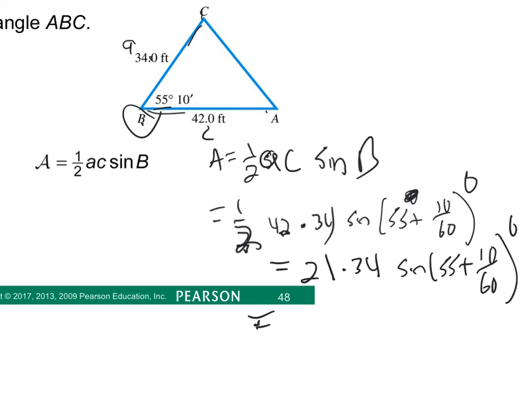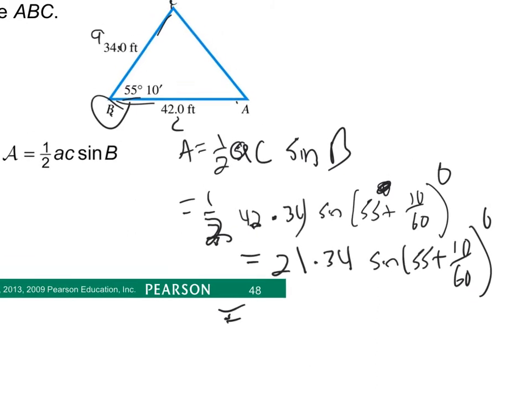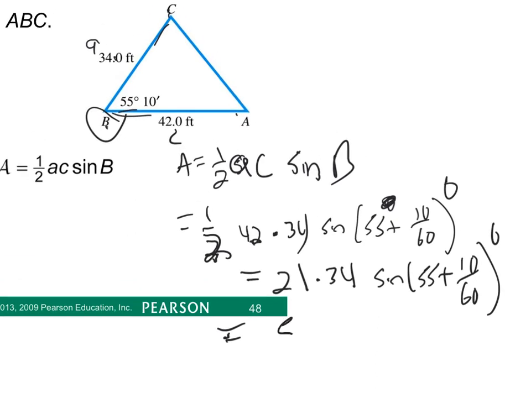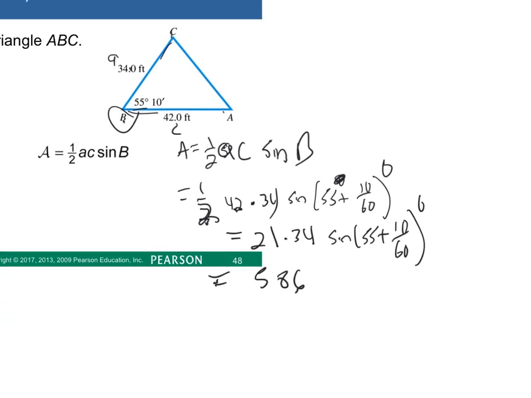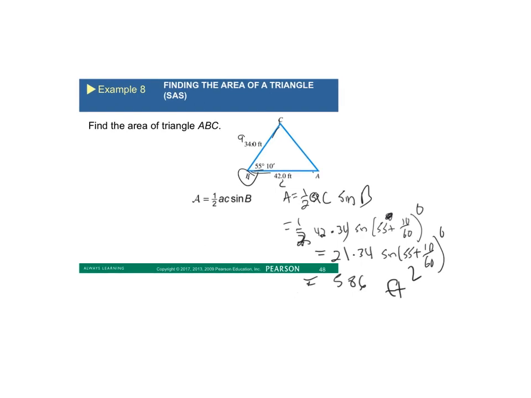And I'll give you a couple seconds. Pause it, get out your calculator, make sure you can do it. 586, since the measurements are accurate to the tenth. Oh no, well, I'll just leave it. There's no decimals in any of those except for that angle. Feet squared. That wasn't bad.